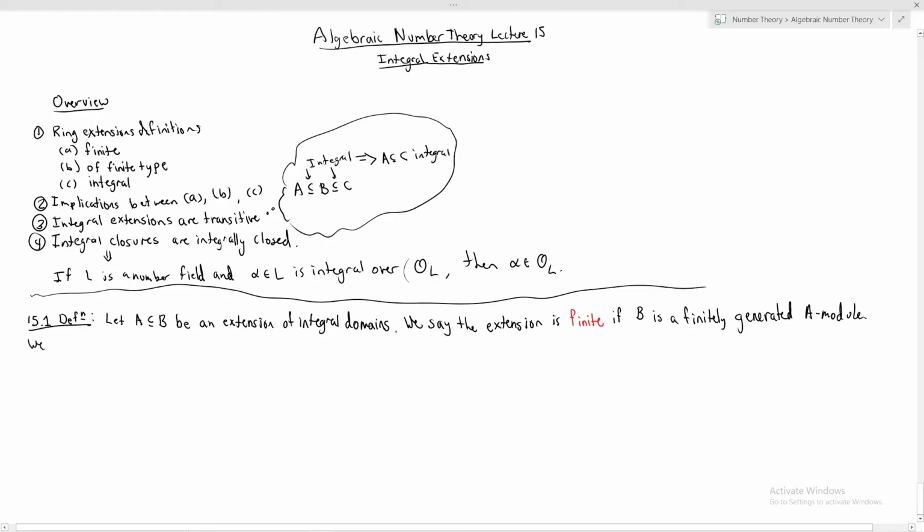We say the extension is finitely generated, or sorry, got ahead of myself. We say the extension is of finite type. Okay, this is different and this should be in red.